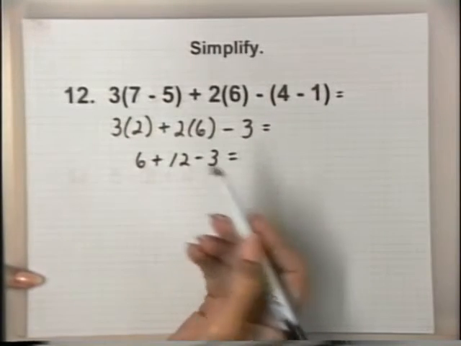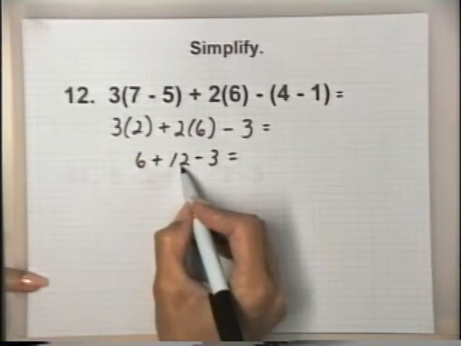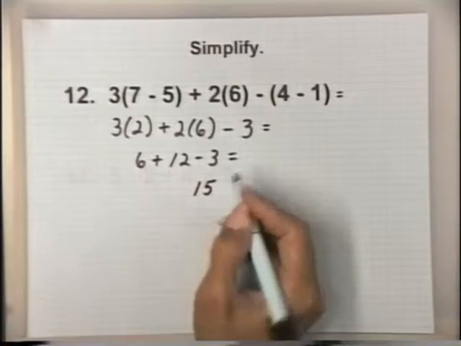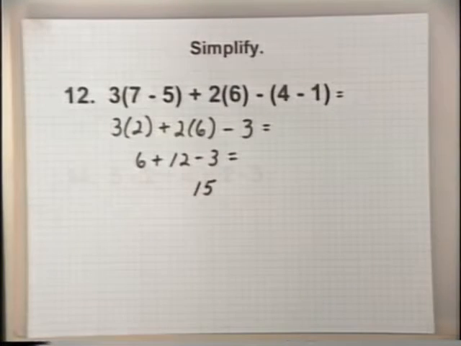Let's do this as one step. 6 plus 12 is 18. 18 subtract 3 is 15. So our answer is 15.